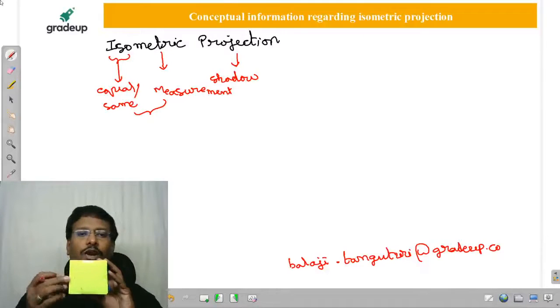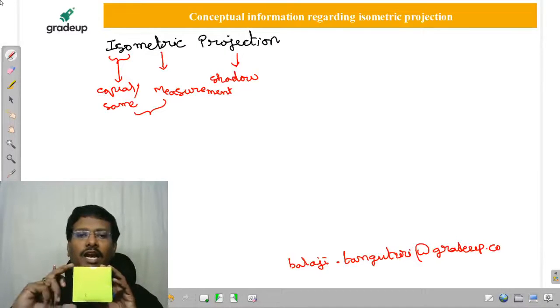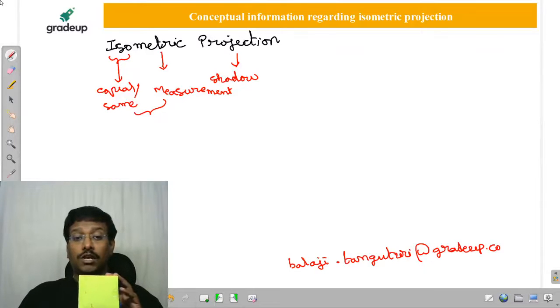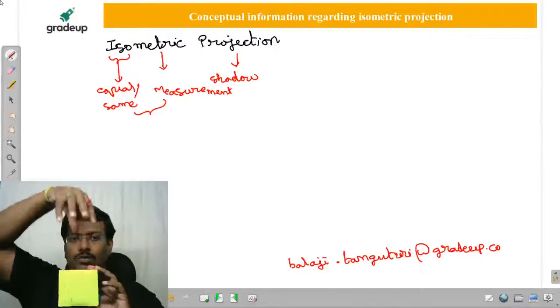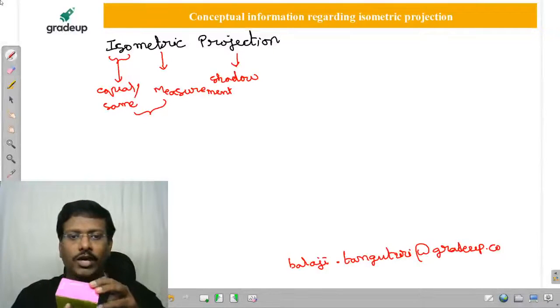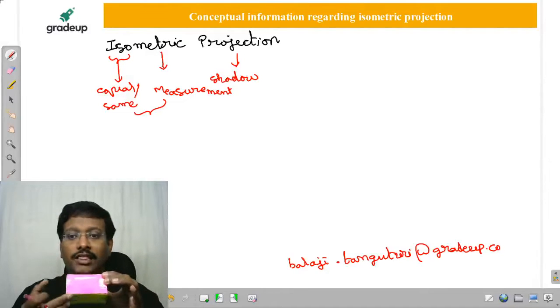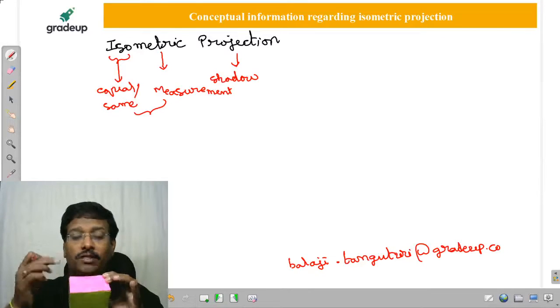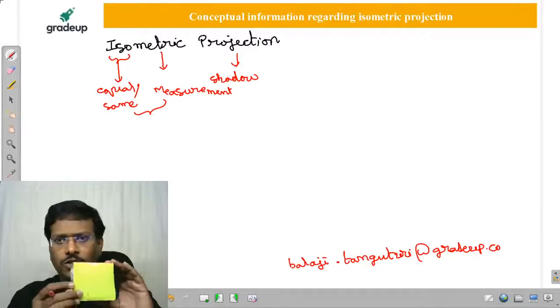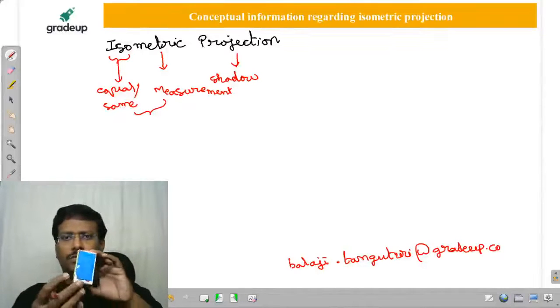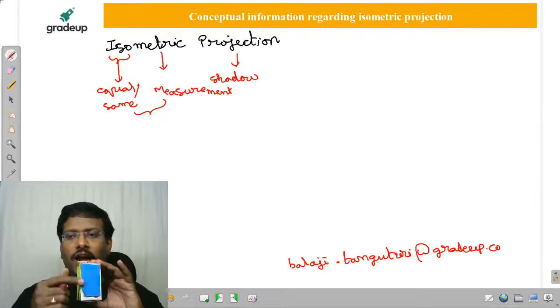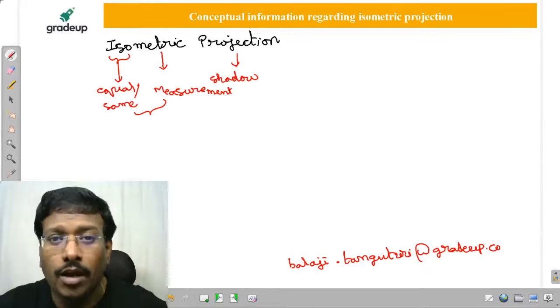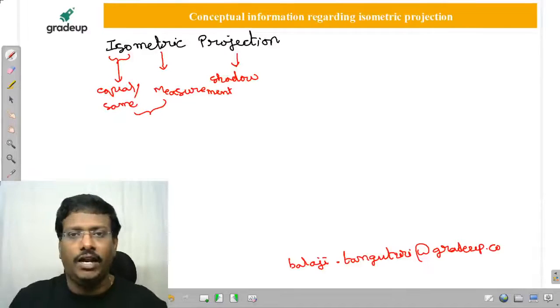So if I observe from the front, we can get length and height. If I observe from the top, if the rays are sent from the top, we are going to get length and breadth. If you observe from the side, we get breadth and height. Is it clear or not, my dear friends?